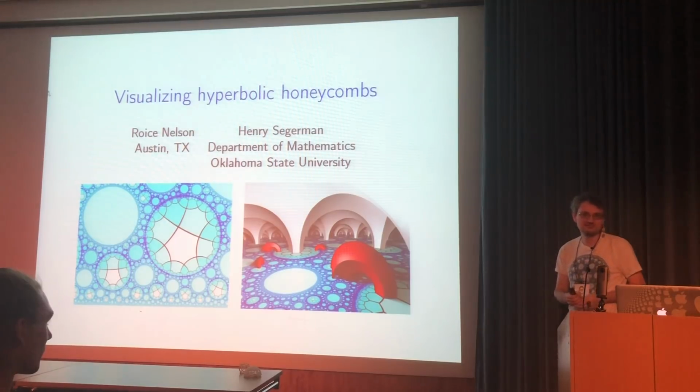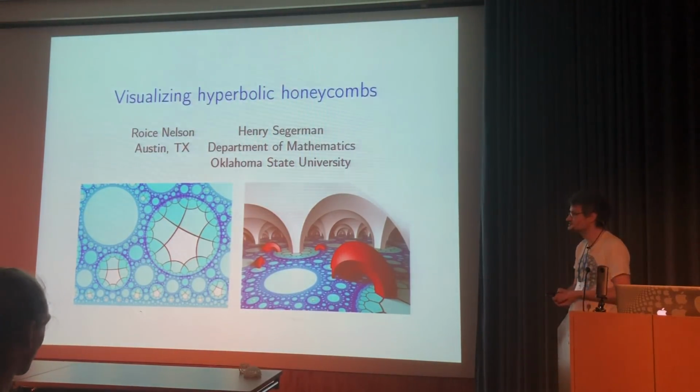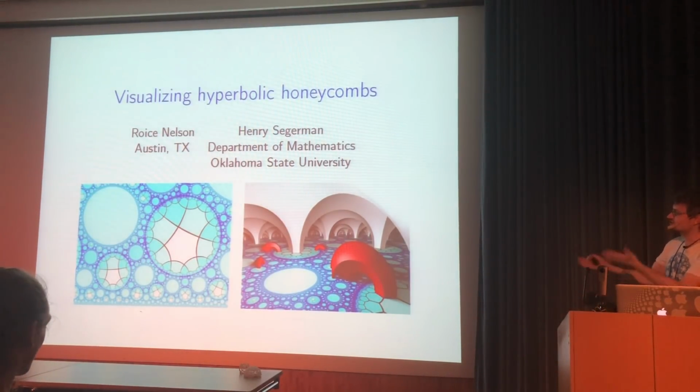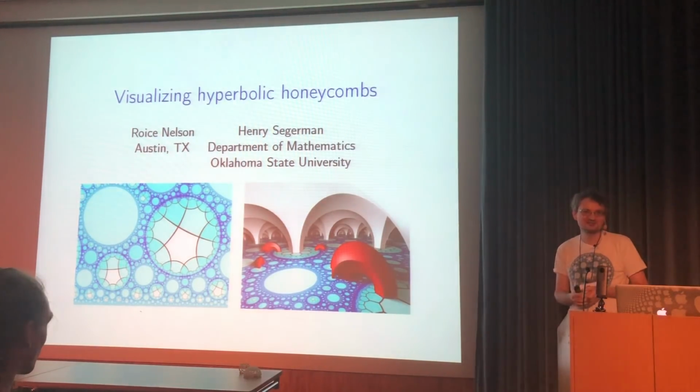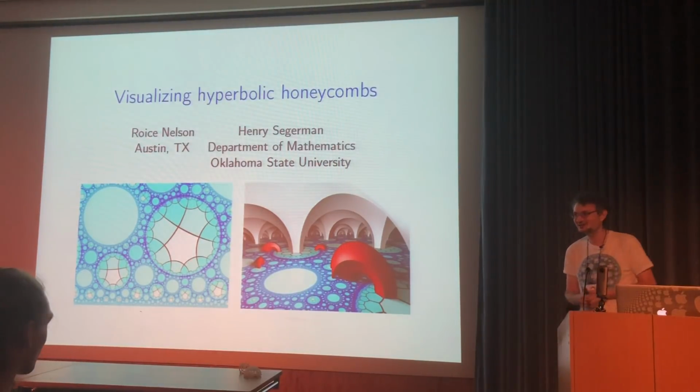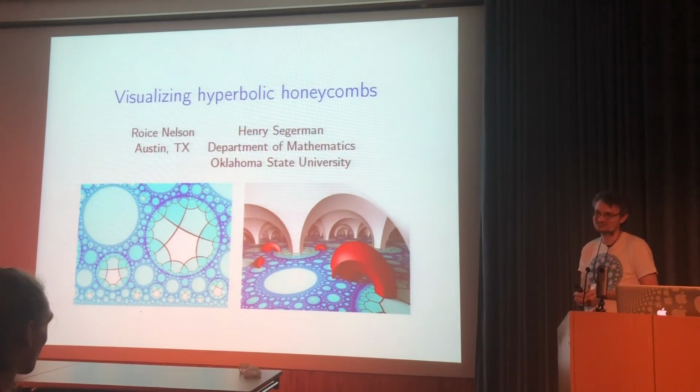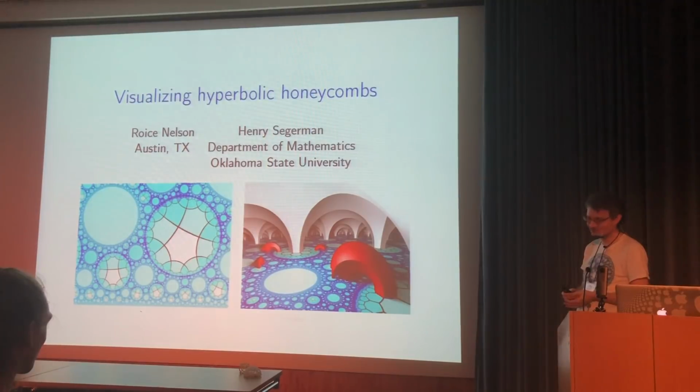So this is a paper that I wrote with Royce Nelson on visualizing hyperbolic honeycombs. These have three-dimensional cells in them, but they're not at all biological. And like the previous two talks, they're very, very rigid and mathematical and not squishy at all.